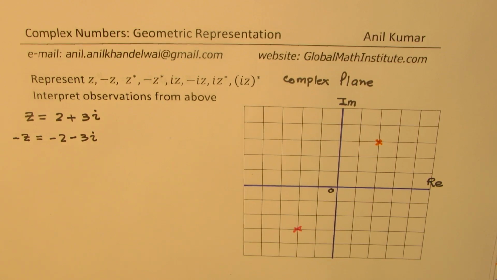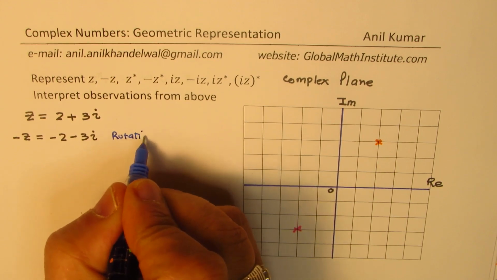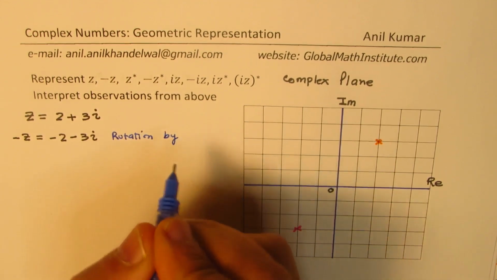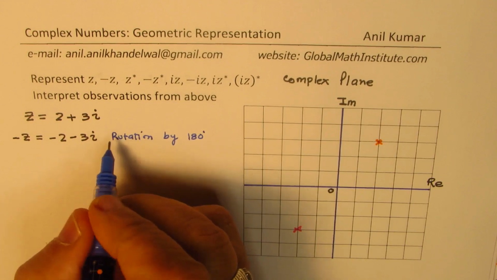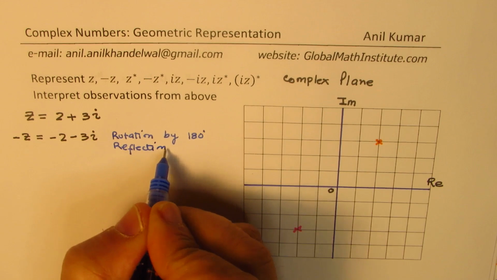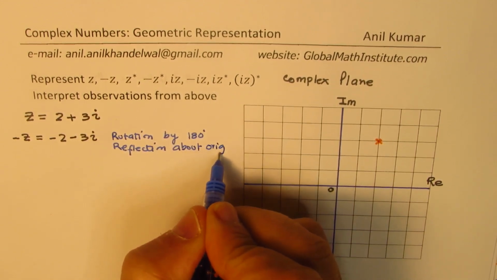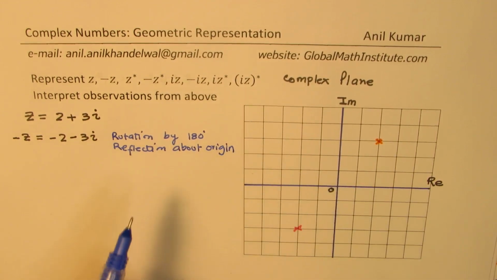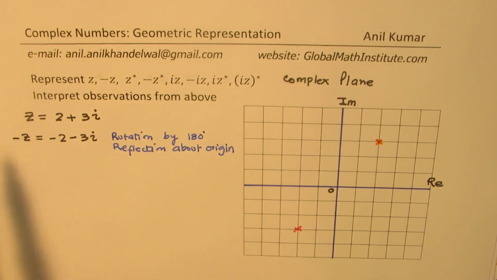So you can interpret this as a rotation by 180 degrees. You can say that, correct? Or you can say reflection about origin. So in this way, you can interpret the complex number with its negative, right?